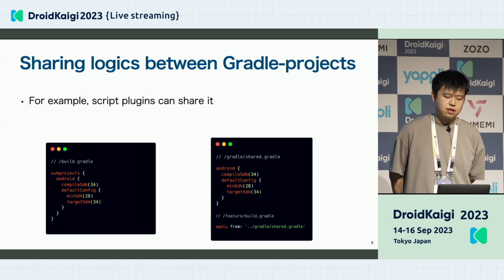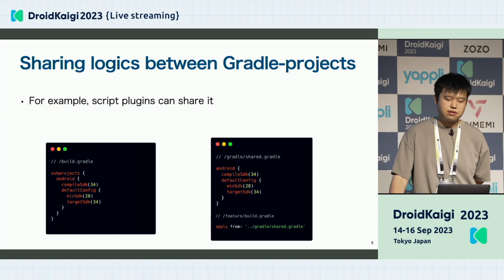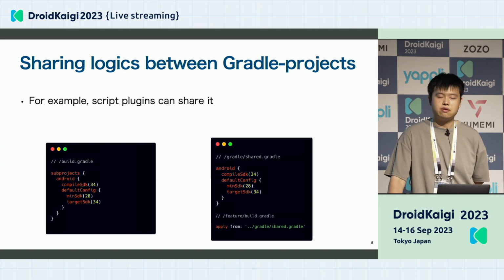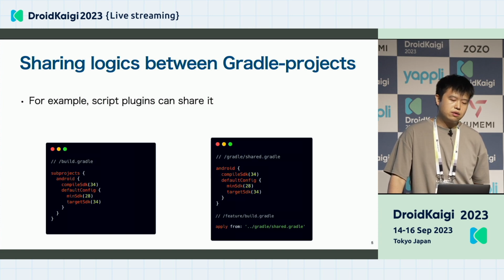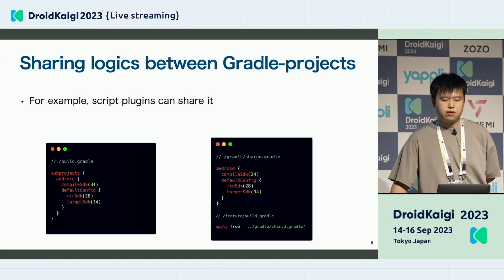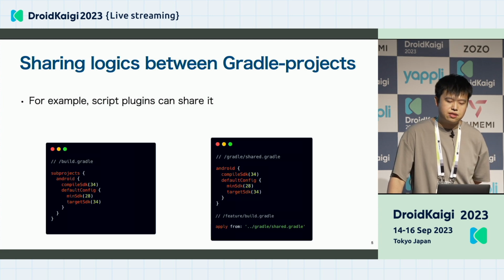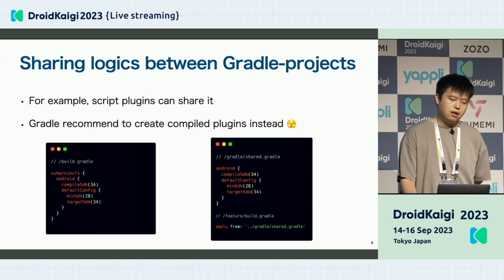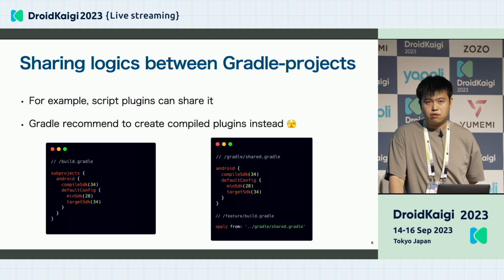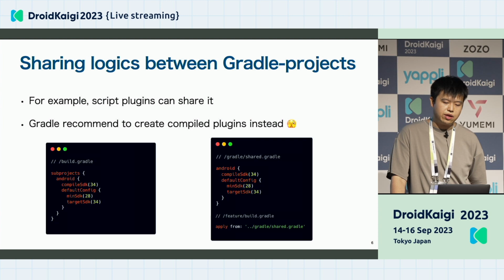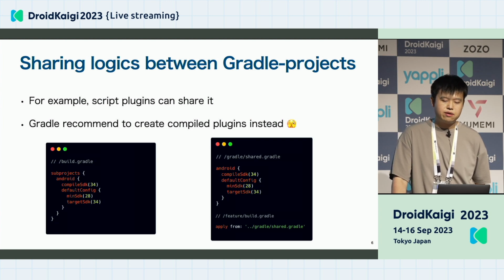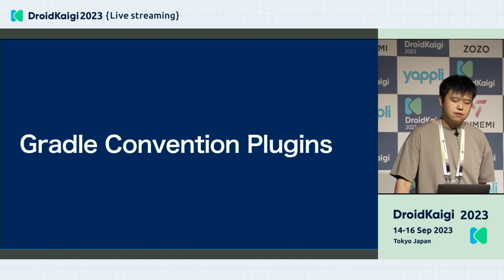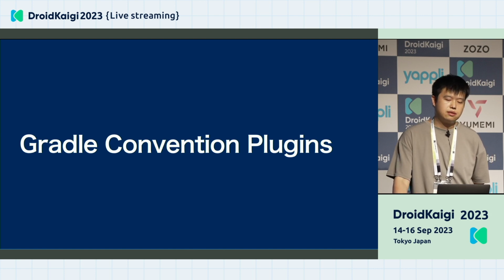The left figure shows a kind of centralized configuration. It configures all modules by just writing a single code block. Or you have written shared Gradle files and apply them from each Gradle module. These are not deprecated or obsoleted, though Gradle recommends to write plugins for this purpose. It's called Gradle Convention Plugins.